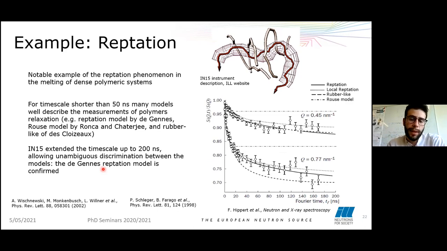For time scales shorter than 50 nanoseconds, there were many models that agree with one another and with the experimental data, as we see in this region of the figure. But these models were quite different in a long time scale. So IN15 helped to extend the time scale up to 200 nanoseconds, allowing discrimination between the models. So the de Gennes reptation model is confirmed. The reptation means a polymer chain, like we see here, that is constrained laterally by the neighbors.